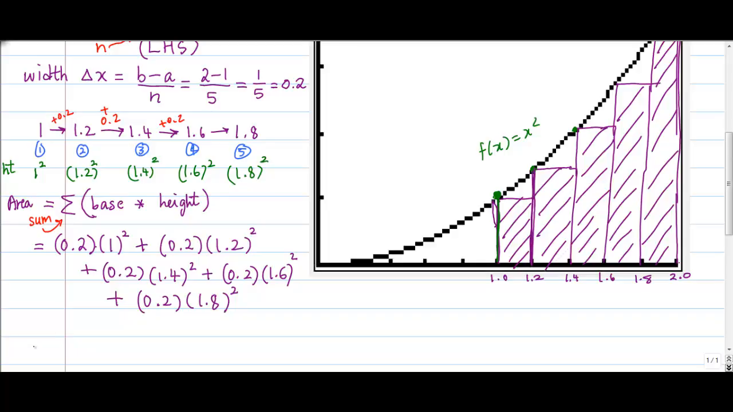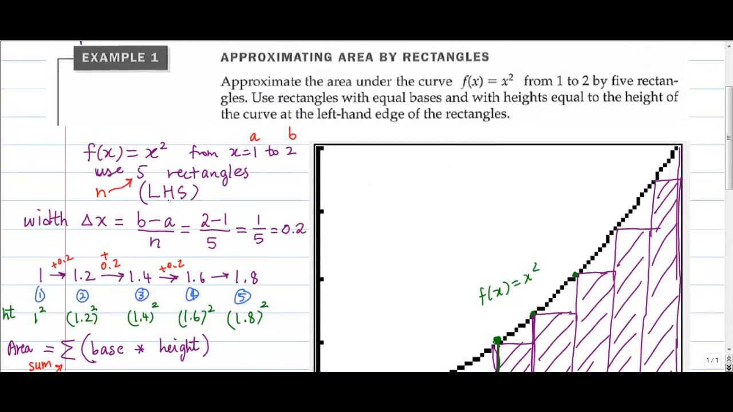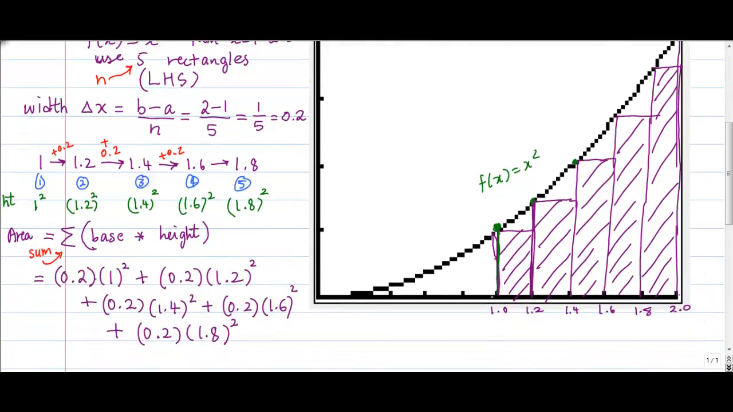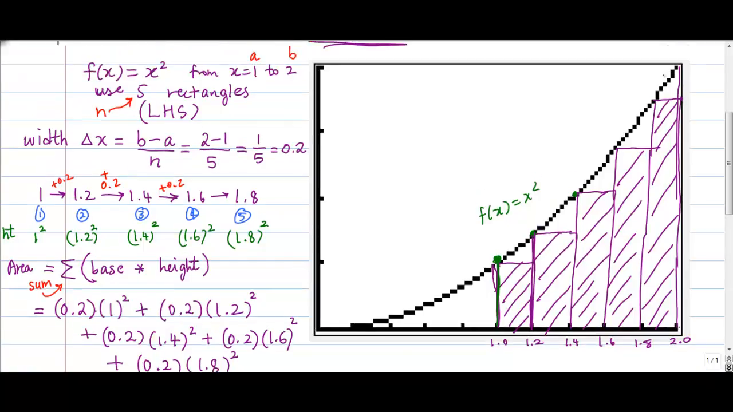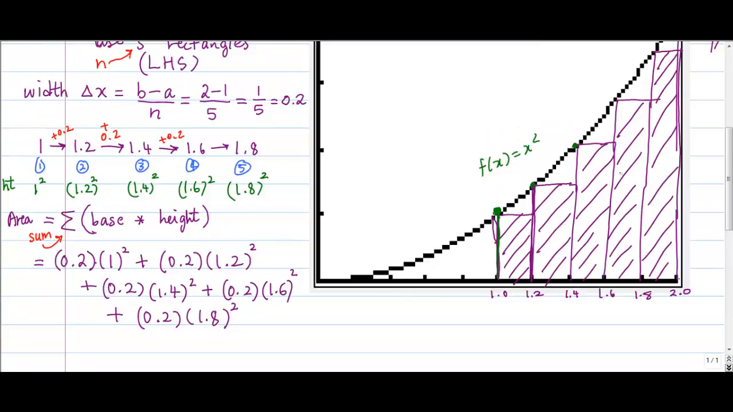Okay? Now question, why do I not want to go all the way up to 2? Why don't I take this out and say 0.2 times 2 squared, right? You might be wondering that. Well, remember, this is a left-hand sum. Remember, that's what this said here, left-hand edge rectangles. So we have to use the left-hand edge. So you start at 1, and you go until you use the left-hand edge of the last rectangle. If I went ahead and did 2, then I would have to go all the way up to 2.2 and do another rectangle, which would give me 6 rectangles, and I don't want that. I want 5. Okay. If I was doing a right-hand sum, I would start at 1.2 and go all the way up to 2.